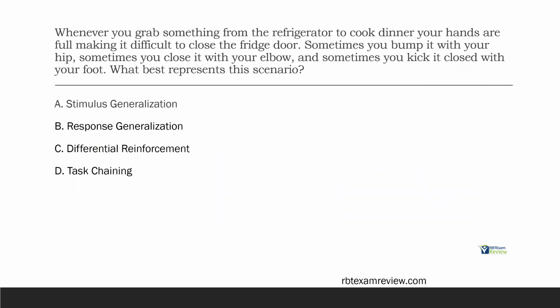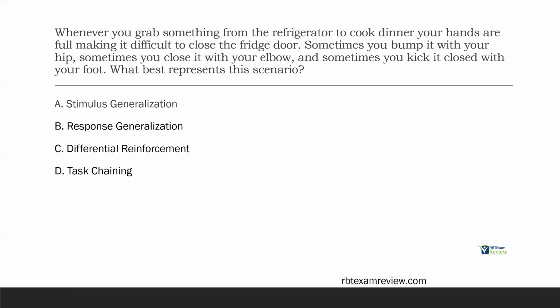Okay, whenever you grab something from the refrigerator to cook dinner, your hands are full, making it difficult to close the fridge door. Sometimes you bump it with your hip, sometimes you close it with your elbow, and sometimes you kick it closed with your foot. What best represents this scenario? So what represents the scenario of you closing the fridge door in many different ways? In other words, many responses serving a similar function for one stimulus.